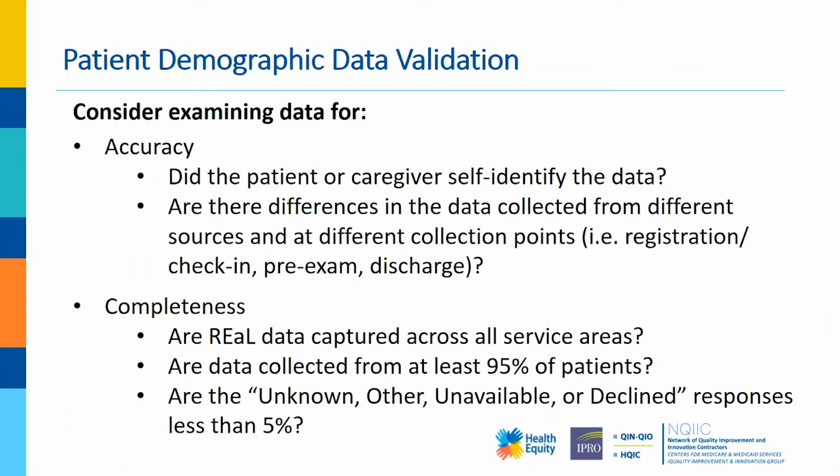We also have a resource that includes all of these questions, but for example, you want to ask, did the patient and caregiver self-identify the data? That's the standard recommendation or best practice. Are there differences in the data that we're collecting from different collection points? For example, if what we're collecting at the registration point is different from discharge, we need to understand those discrepancies. As far as completeness, the recommendation is that you're collecting real data for 95% of your patients, and you want to ensure that the unknowns or unavailables or declines are less than 5%. These are some questions to consider as you consider the validation of your data.